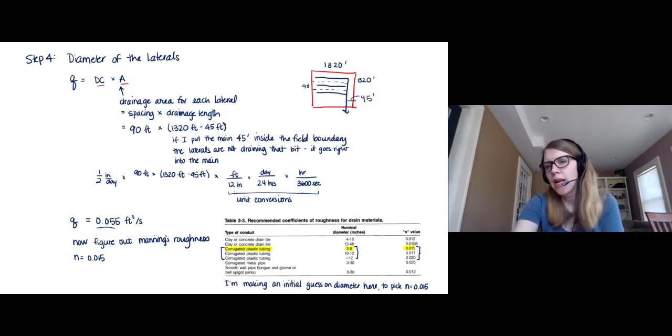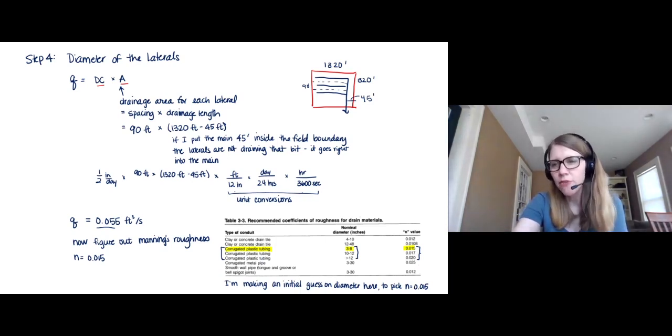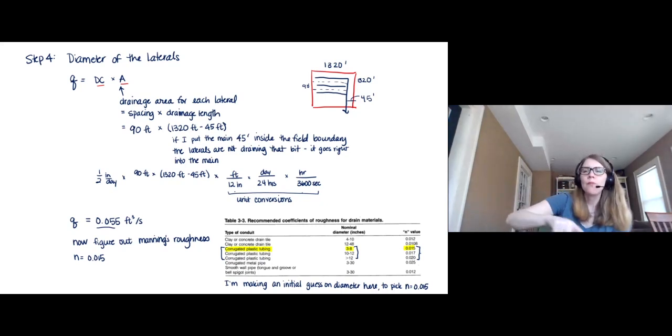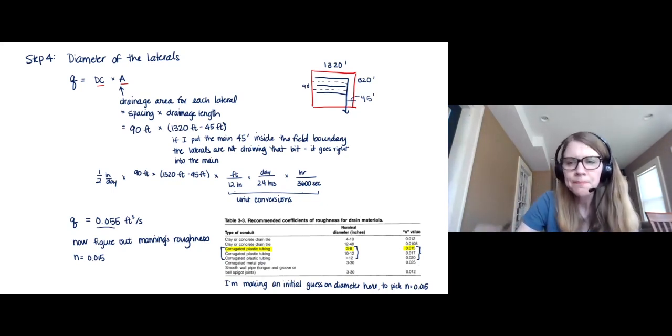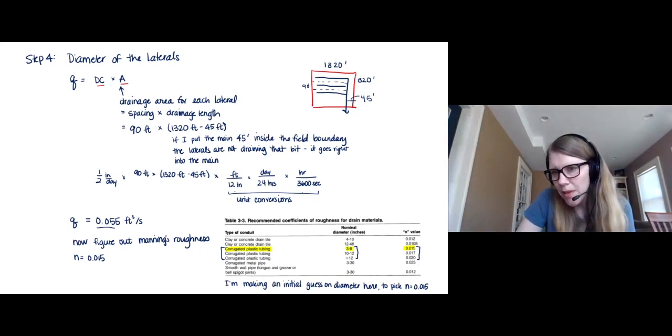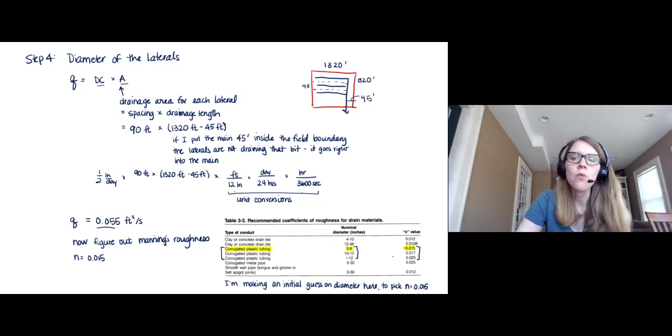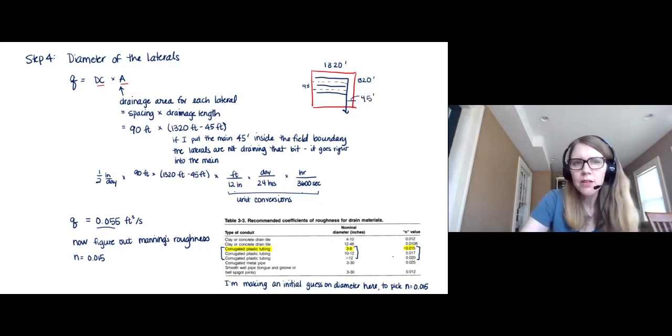But let's say that I was wrong and I picked the Manning's roughness value that corresponded to the 15-inch tile diameter, and then I calculated I only need 4. I would just go, oh, 4, okay, go back, correct the Manning's roughness value, and redo those calculations, just one quick iteration. But I'm going to imagine that I'm going to land in the 3 to 8 inch diameter range, so I'm going to pick a value of 0.015 right off the bat. So there's my Manning's roughness value.